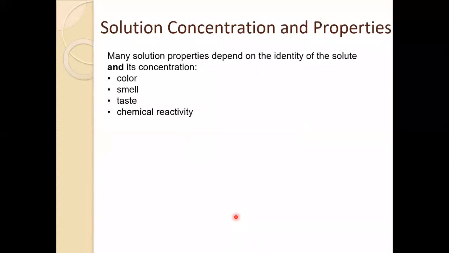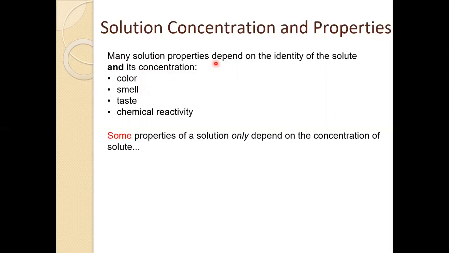So as you saw before, many solution properties, perhaps even most solution properties, depend upon both the identity of the solute and its concentration. And this is just a short list of the many. But it turns out that some properties of a solution only depend upon the concentration of the solute. And these are what's referred to as colligative properties. The colligative properties we'll talk about specifically are the freezing point of the solution, the boiling point of the solution, and a phenomenon known as osmosis.